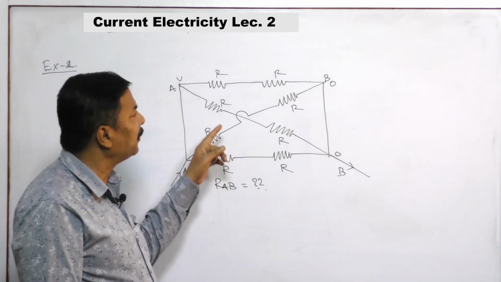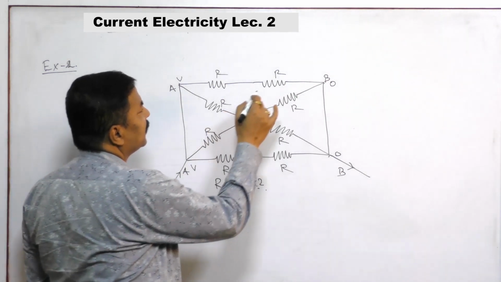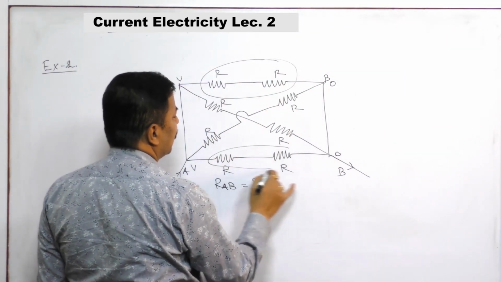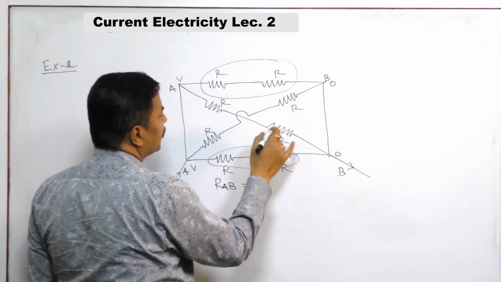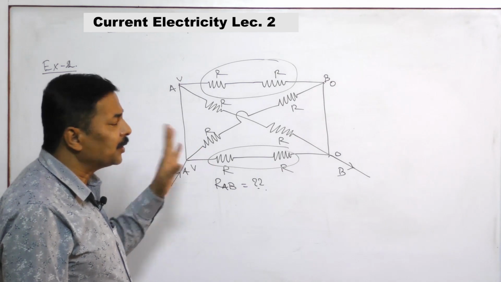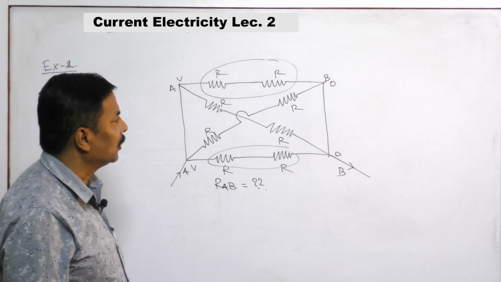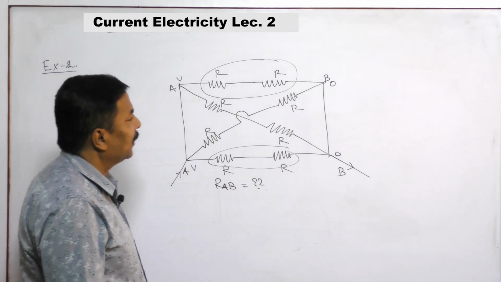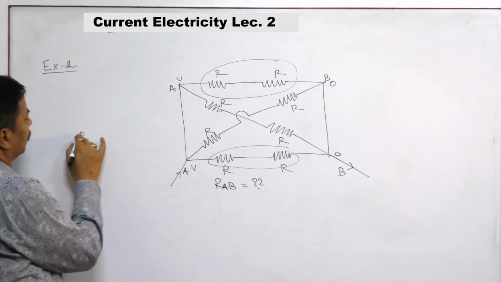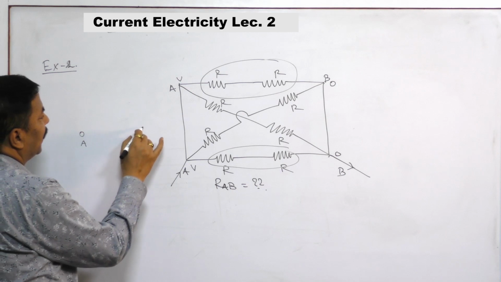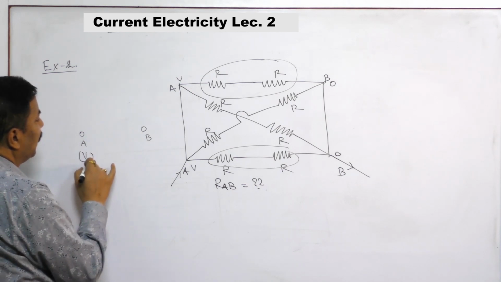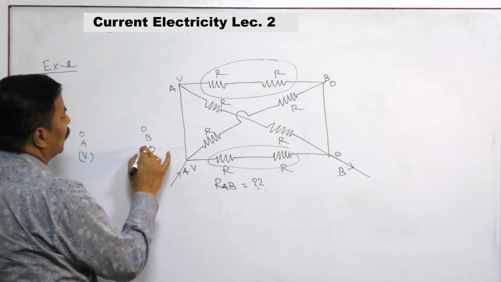In this complicated circuit, these two are in series. Similarly, these two are in series, and these two are in series, and these two are in series. So what will the question become? The question can be converted this way: here is the point A and here is the point B. A is at potential V and B is at potential 0.